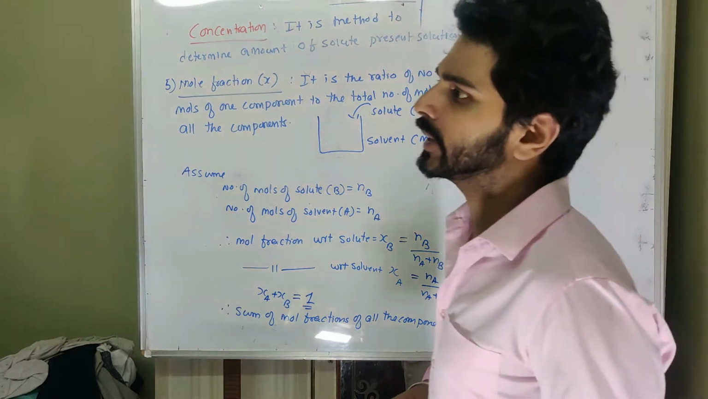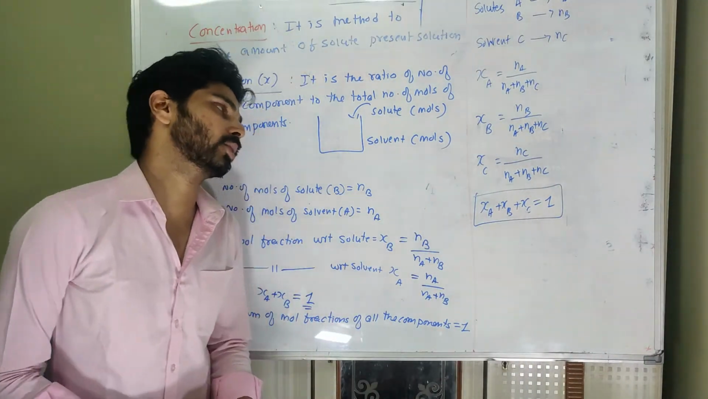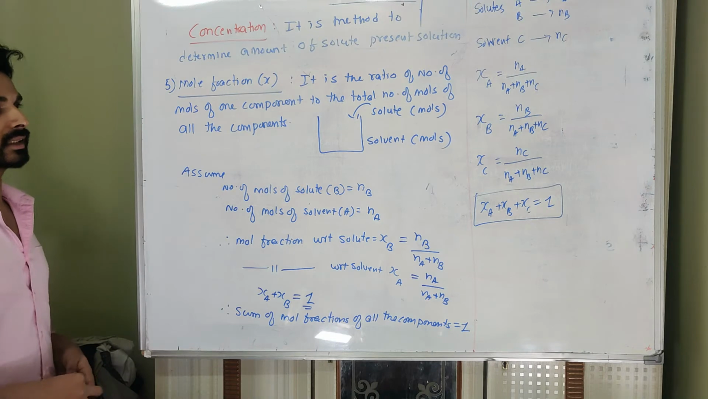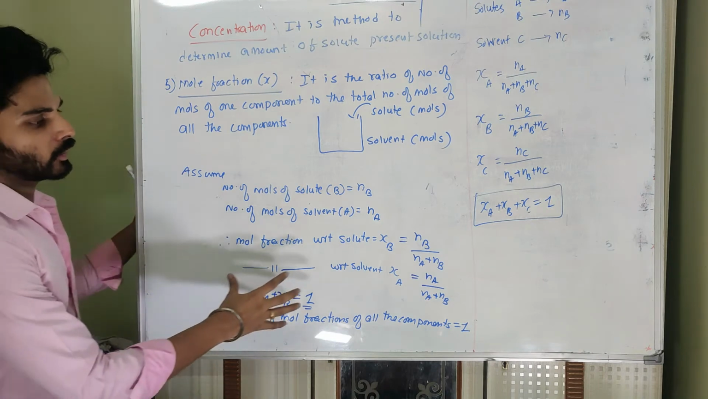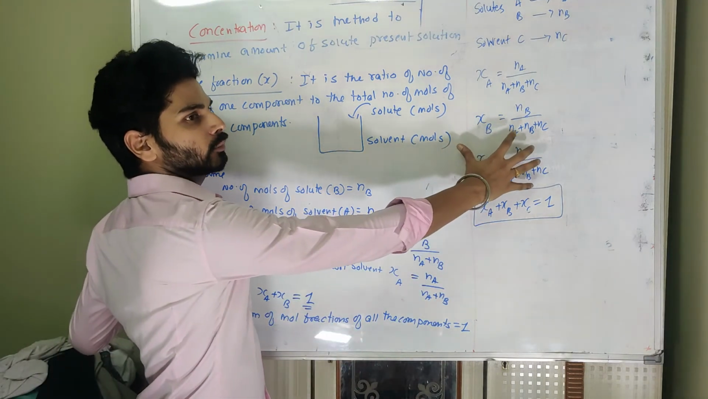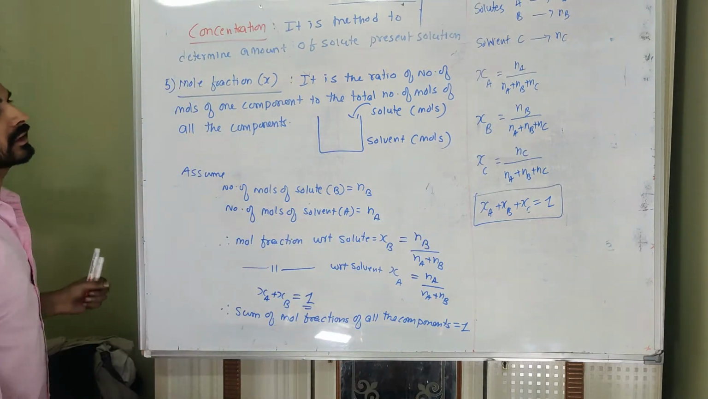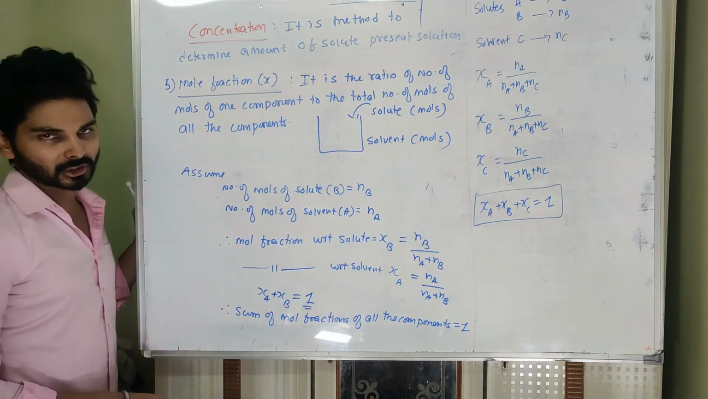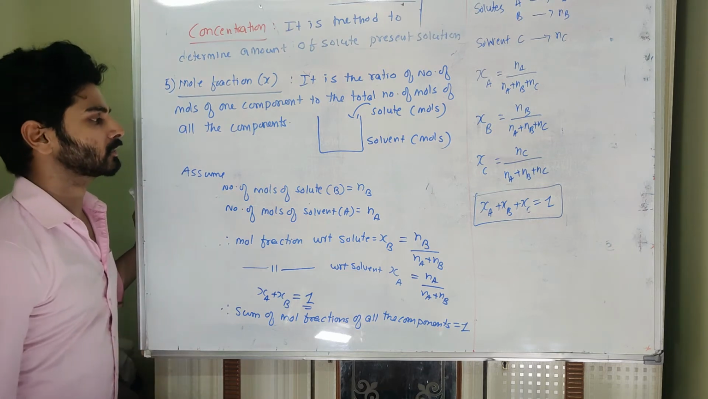Why? Because we'll be dealing with binary systems here. We are not going to understand ternary systems. So we are going to use only these formulas. But we have to know if there are more components, then the equation of mole fraction will change. Formula of mole fraction will change.